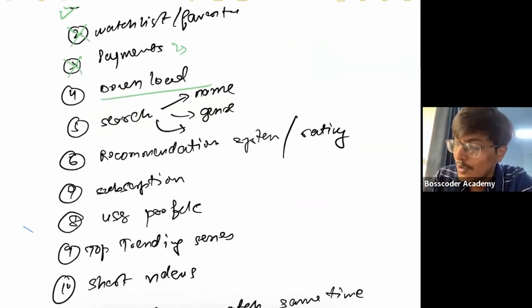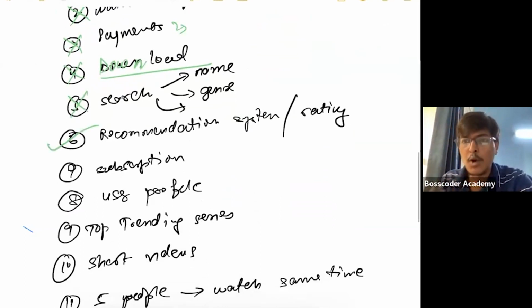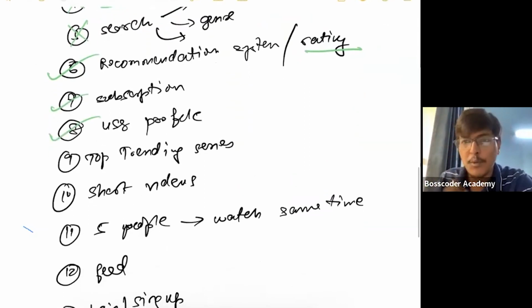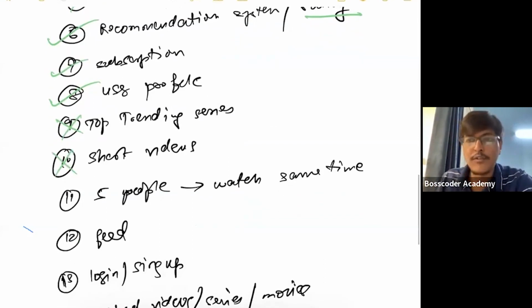Download. Okay, let's not discuss download. Search again. We are not discussing the recommendation system. We will talk about in some sense how the recommendation system actually gets powered here, and we will talk about ratings. We will talk about subscriptions. We will talk about user profiles. We will not talk about top trending. We will again not design short videos, which again itself is a whole design like TikTok or Instagram Reels.